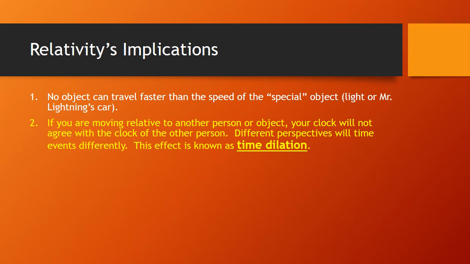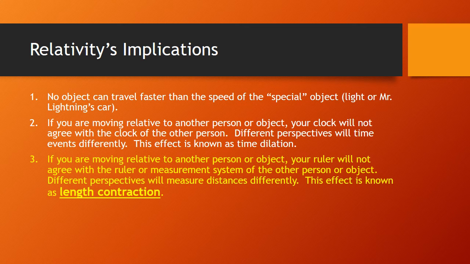The second implication is that if you're moving relative to another person or object, your clock will not agree with the clock of the other person. Different perspectives will time events differently. This is commonly known as time dilation. We'll talk about that more later.